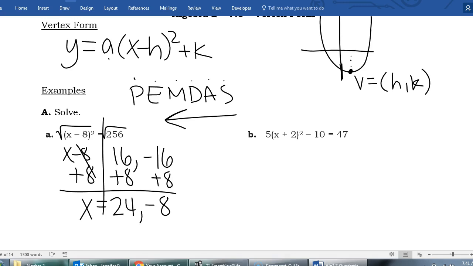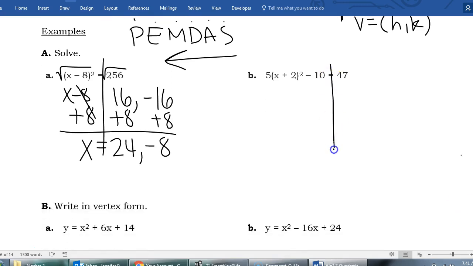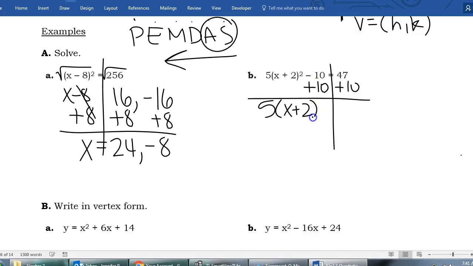Letter B, I'm going to do the same thing, but now I actually do have one that's going to use all of my steps of PEMDAS. So, first thing is add and subtract. I have a subtraction here that I undo with addition, plus 10 both sides. 5 stays 5, x plus 2 stays that, the 10s are gone, and I have 57 on the right side. Next, we're going to undo our multiplication with a division. Divide by 5 on both sides.